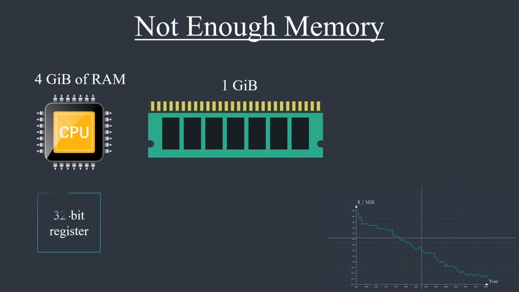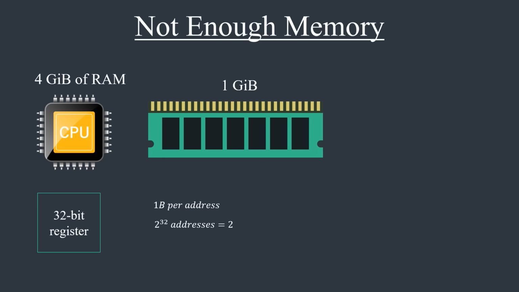Why could CPUs support only up to 4 GB? That's because registers could store 32 bits and could access up to 2 to the power of 32 bytes of memory, which is 4 GB. And this is what every program could do in theory.